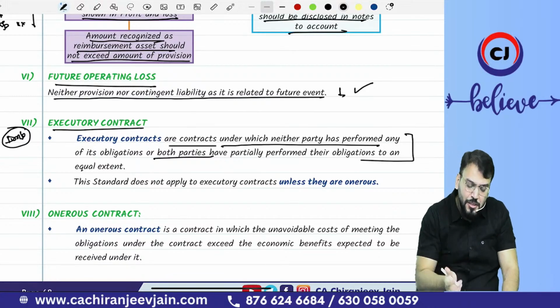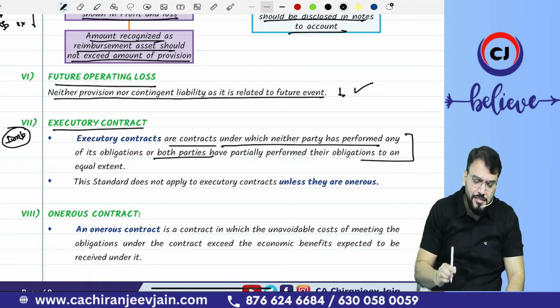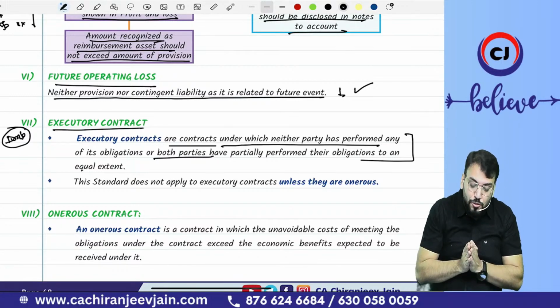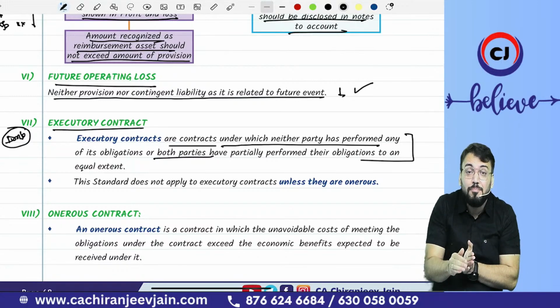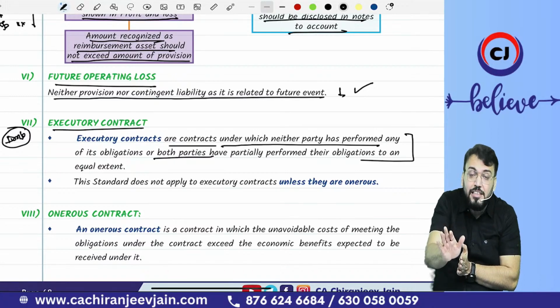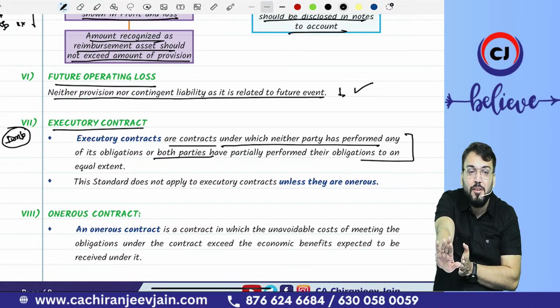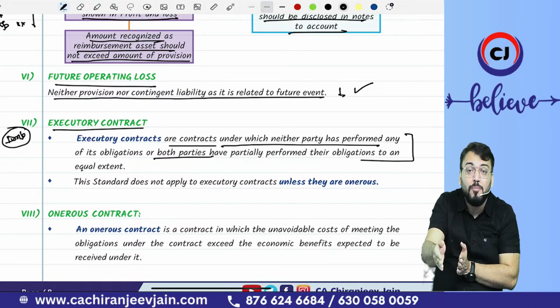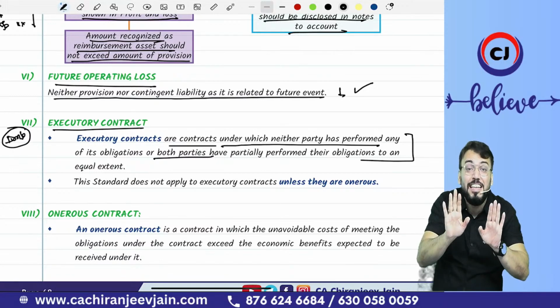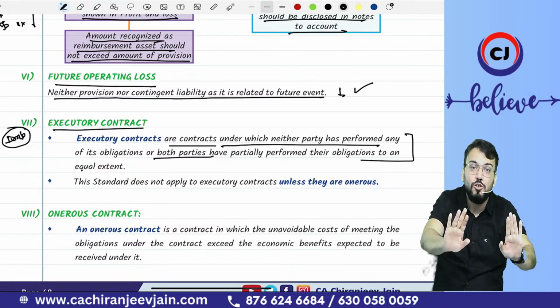Correct? Yes, sir. So coming to executory contracts, I will not ask the question. Executory contracts are those contracts under which neither party has performed any of its obligations, or both parties have performed some part of their obligations to an equal extent.